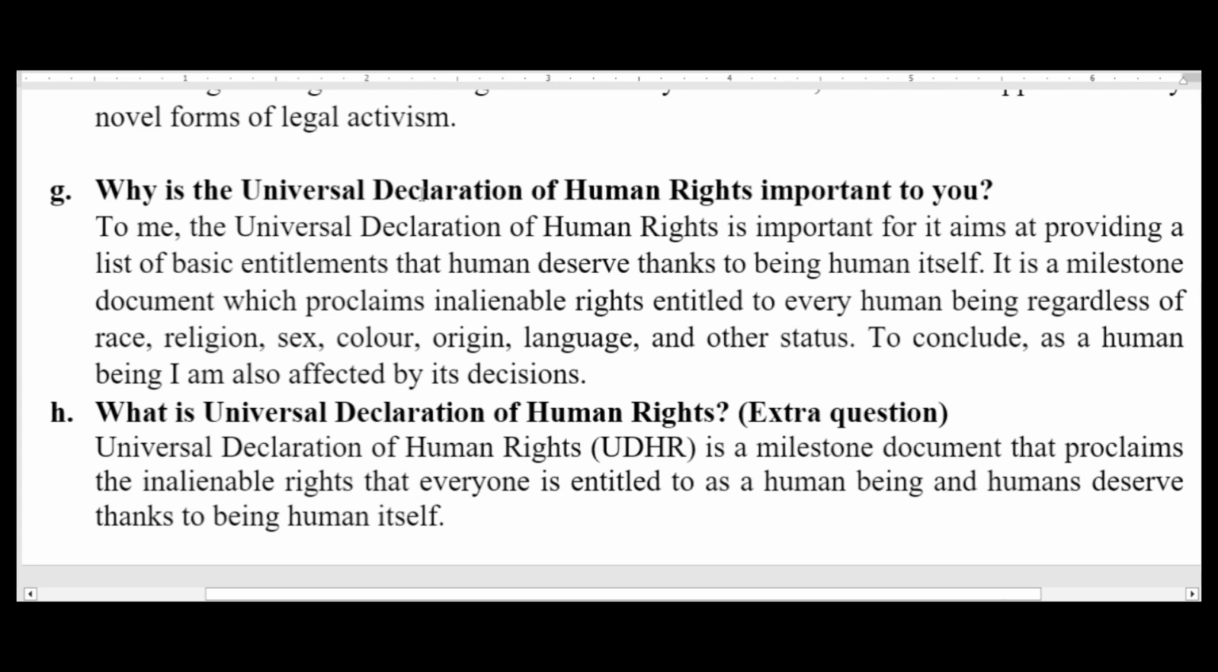Number G. Why is the Universal Declaration of Human Rights important to you? To me, the Universal Declaration of Human Rights is important for it aims at providing a list of basic entitlements that humans deserve thanks to being human itself. It is a milestone document which proclaims inalienable rights entitled to every human being regardless of race, religion, sex, color, origin, language, and other status.